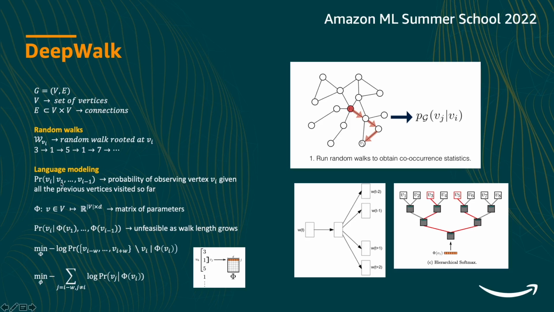The problem then reduces to estimating this likelihood. So we just substitute all the nodes with their node representations. We want to predict the probability of node Vi given the representations of all the previous nodes in the random walk. But the thing is that optimizing this probability is unfeasible, because as the length grows, it becomes exponentially hard to compute this probability.